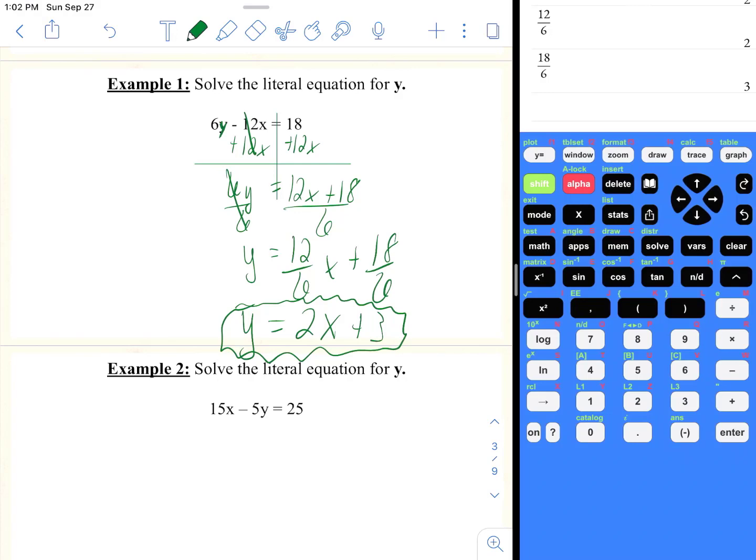Now for these type of literal equations, when you solve for y, just at the end, you want to make sure that this is in slope-intercept form because this is going to help you out in the future. Remember, slope-intercept form is y equals mx plus b. And you can see our equation is in slope-intercept form, so we are good to go.